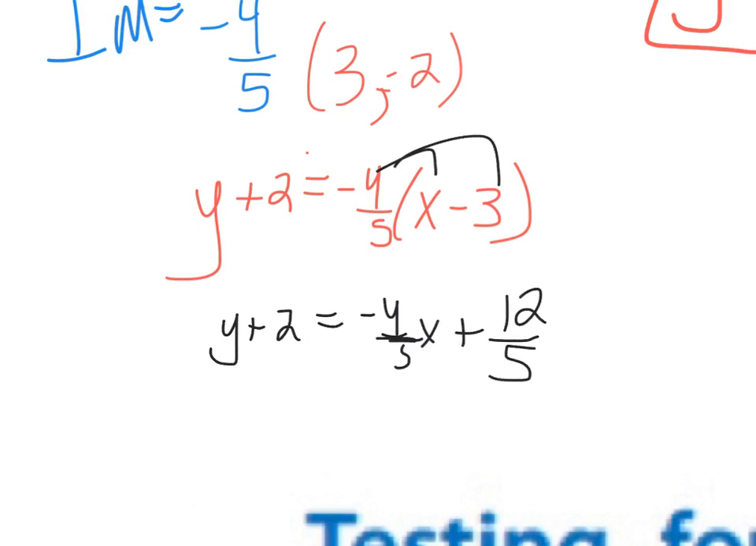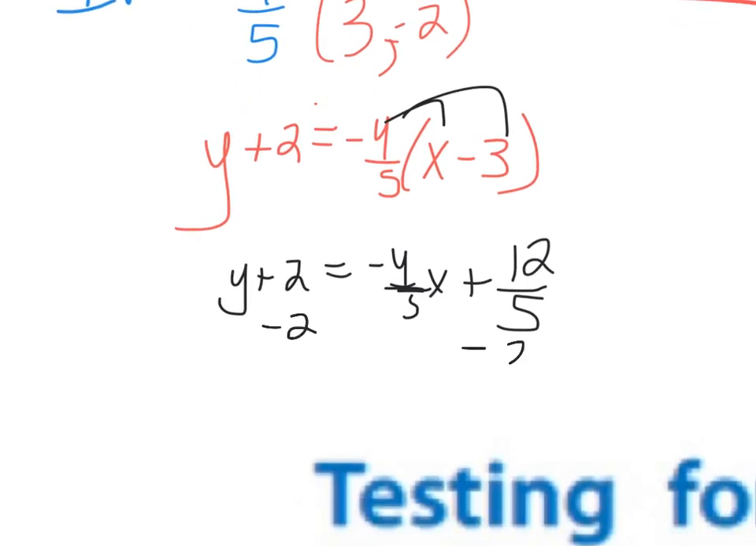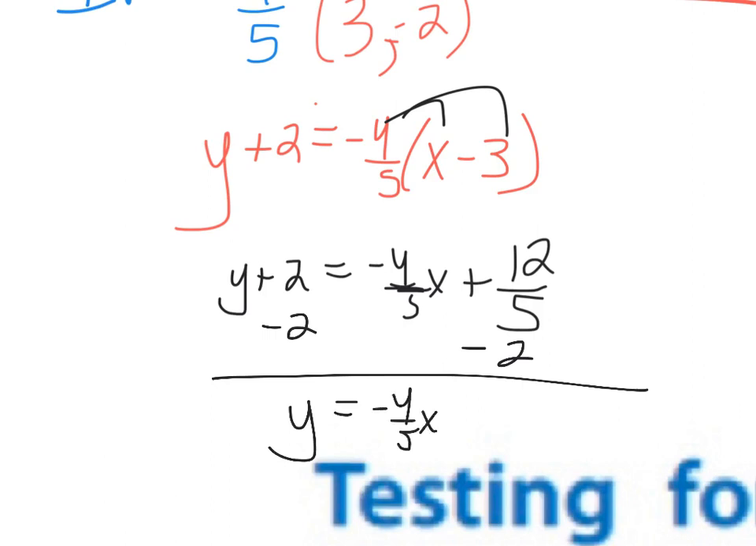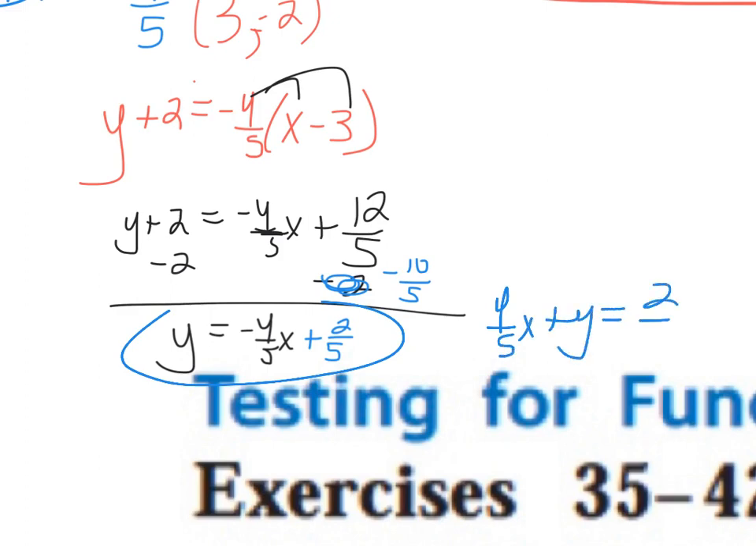12/5? Yeah. -4/5 times -3. And now I'm going to minus 2 like we did a second ago. So y equals -4/5 x. If I change 2 to fifths, what does it become? -10/5. So what's 12 minus 10? 2. So positive 2/5. If I were going to write that in standard form, what would it look like? 4/5x plus y equals 2/5. Good.